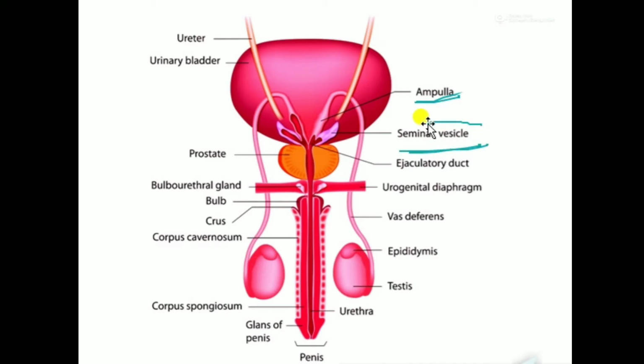That means seminal vesicle arises from the bulge of the vas deferens before it enters the urethra. When the vas deferens enters into the urethra, it forms a small bulge. This bulge is known as ampulla. From the ampulla arises a glandular structure which is known as seminal vesicle.